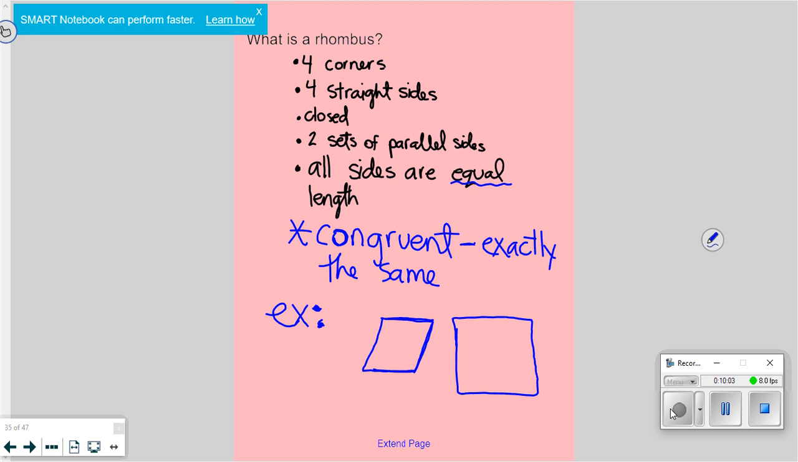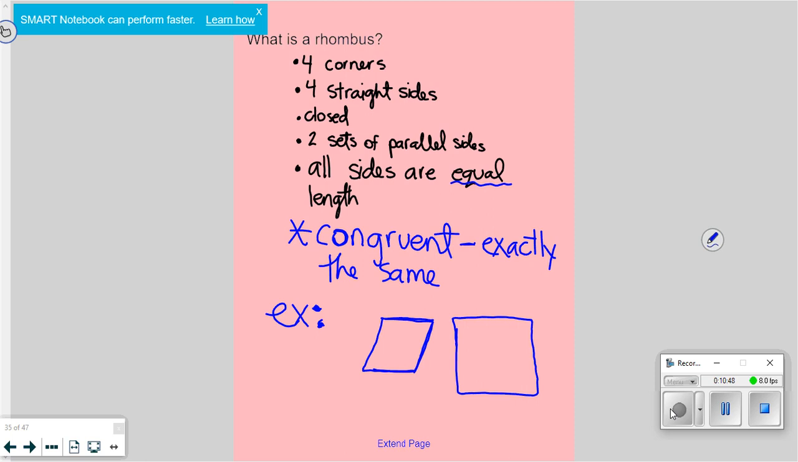I could call that shape a parallelogram, not wrong. Gio? Rectangle? I could call that shape a rectangle. It has all the rules of a rectangle. It is a rectangle. No, it's not. Look at your rules of a rectangle. The rules of a rectangle are 4 square corners, 2 sets of parallel sides, 4 straight sides, closed. That's a rectangle. That's not a rule of a rectangle.